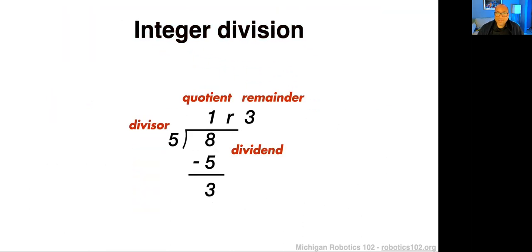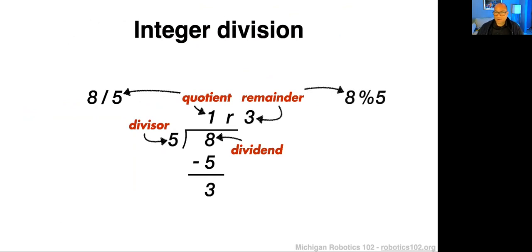And if we break this down, there are actually fixed roles for this integer division. We should note that the thing that we are dividing is called the dividend. The thing that we are dividing by is called the divisor. The result of doing the dividing is called the quotient. And so that is our operation of 8 divided by 5. And then our remainder is going to be produced by 8 modulo 5.